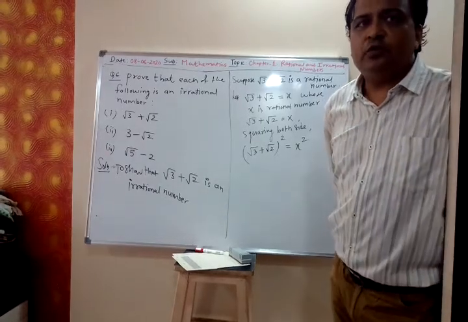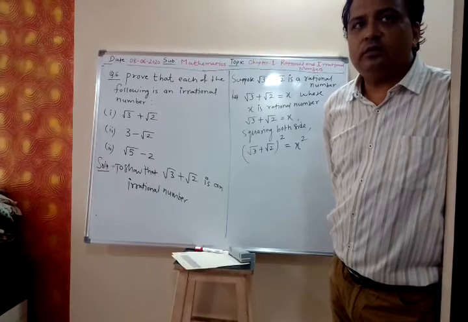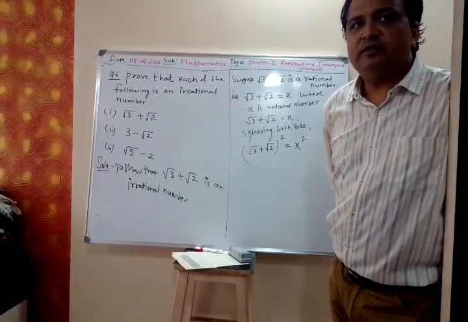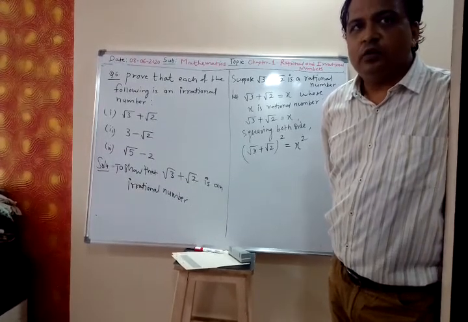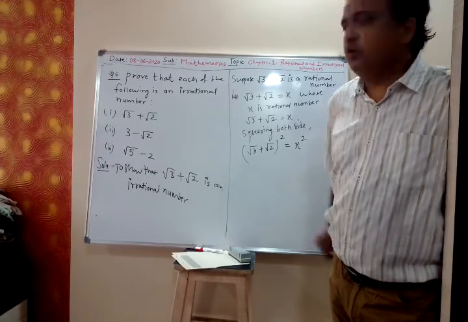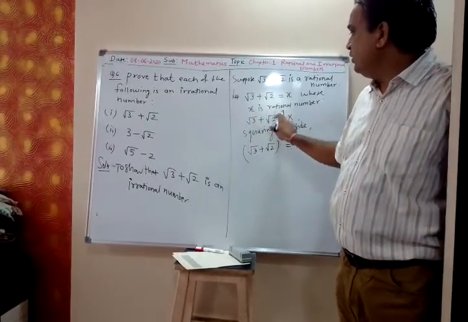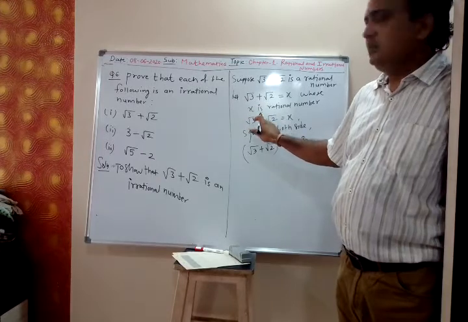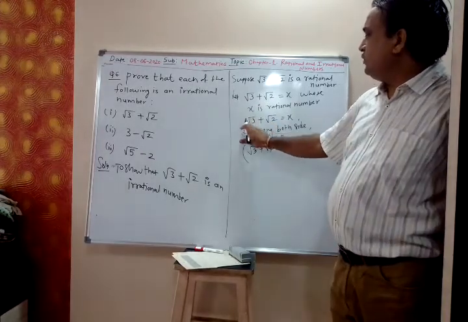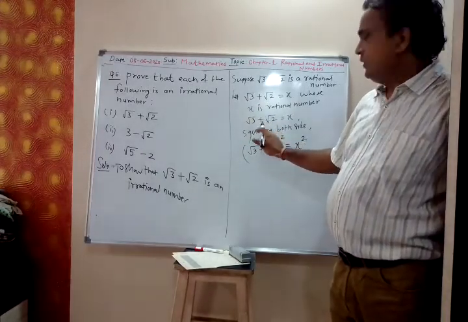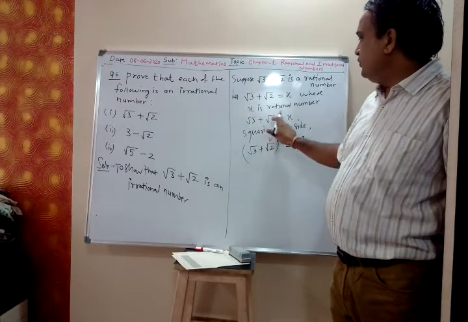So root 3 plus root 2. Sir, but your video is off. Yes, it will come, don't worry. Root 3 plus root 2 whole square. We square both sides. The whole square it will be, not the square of each separately. So root 3 plus root 2 whole square.